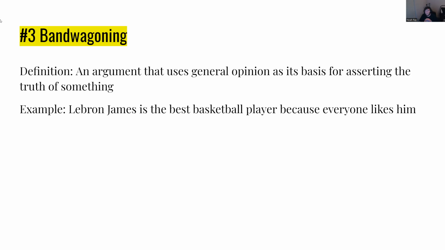Number 3 is bandwagoning. The definition for this is basing an argument on general opinion as a basis for asserting something as the truth. My example for this is LeBron James is the best basketball player because everyone likes him. The person in our example is claiming that LeBron James is the best basketball player based on public perception rather than statistics or just any other real evidence that he's better than other NBA players.